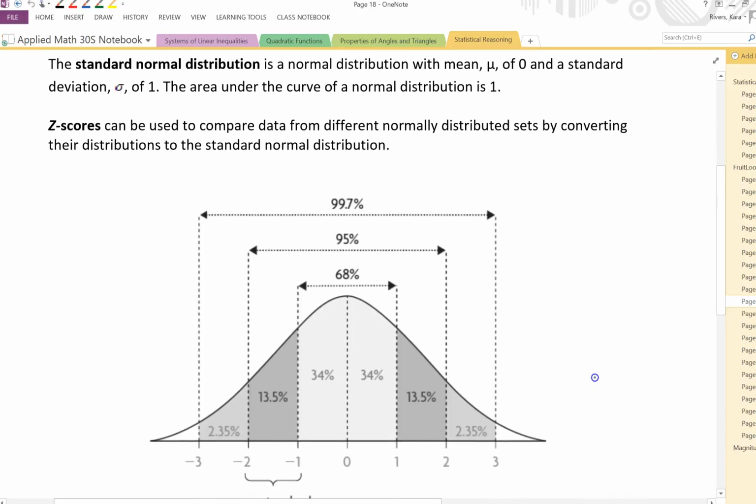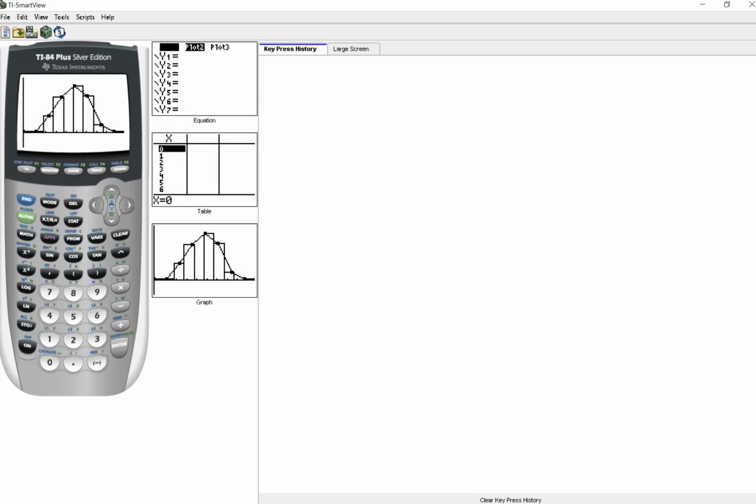So if you remember in the last lesson, we were looking at if our data would fit a normal distribution. We looked at our histogram and we looked at our frequency polygon, and we could see that our curve fit that normal distribution curve. We were dealing with actual data.